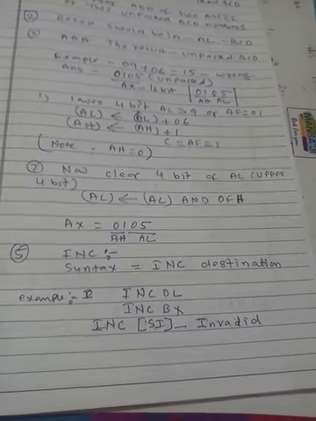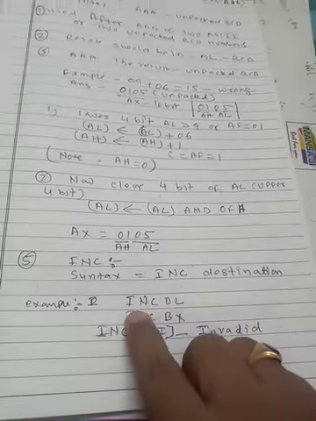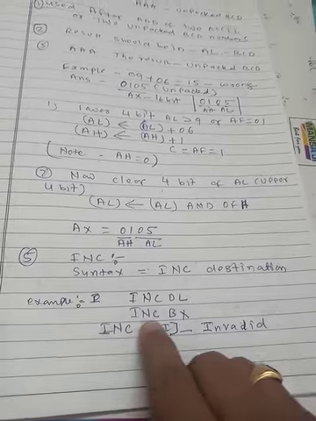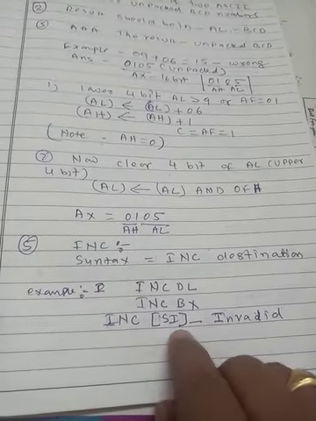Next one is the increment instruction. So it increments by 1. So any destination is incremented by 1. So increment DL, one of the examples. Increment BX, it is incremented by 1. So increment SI, this is one of the invalid instructions.